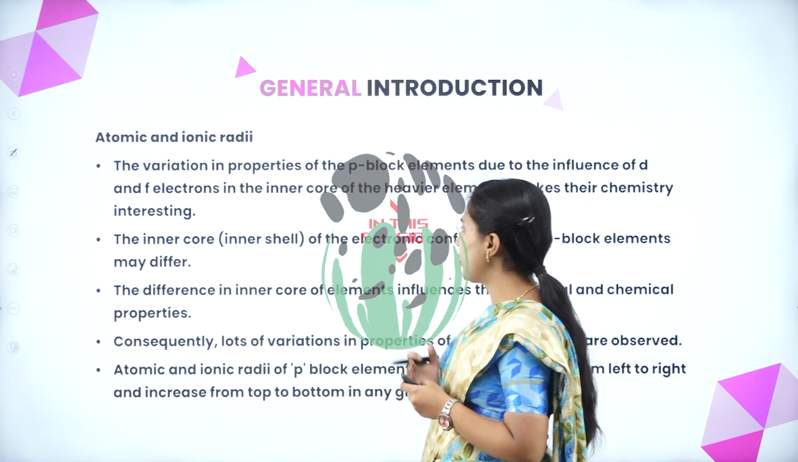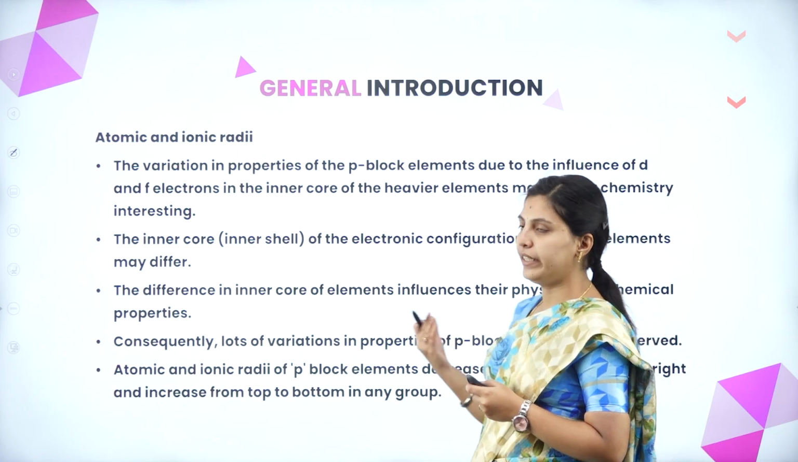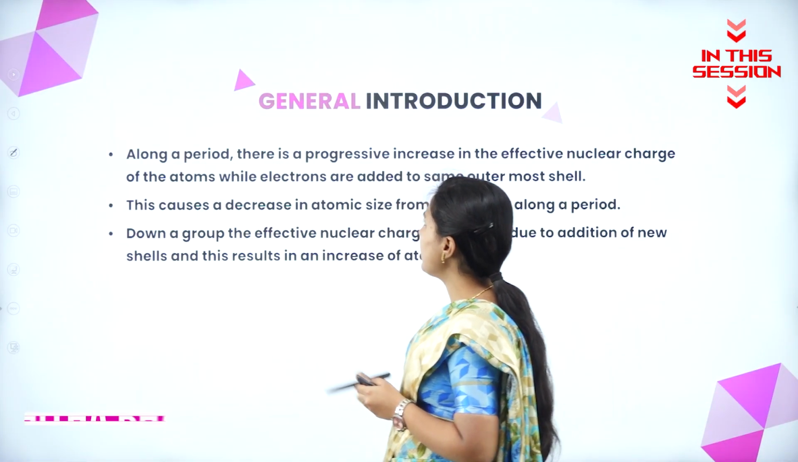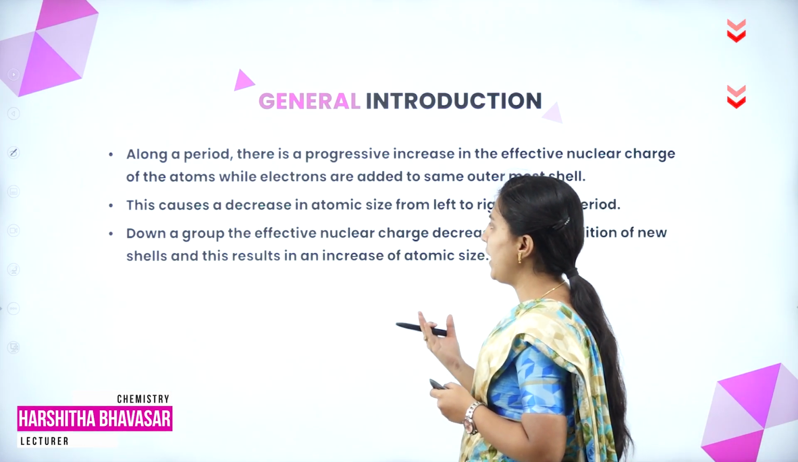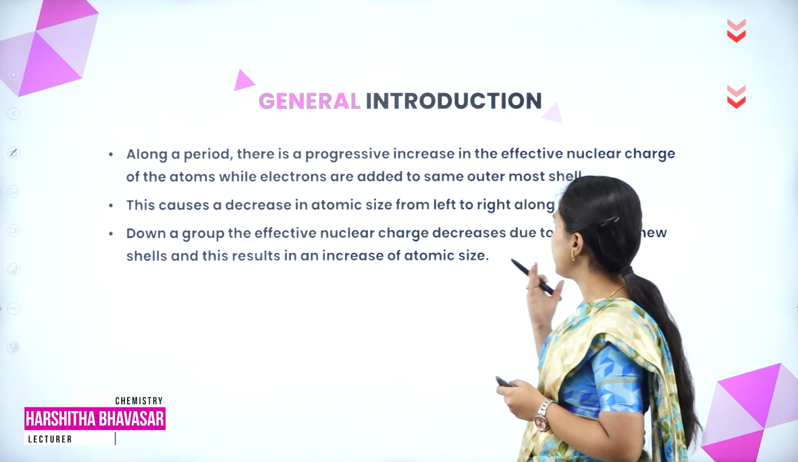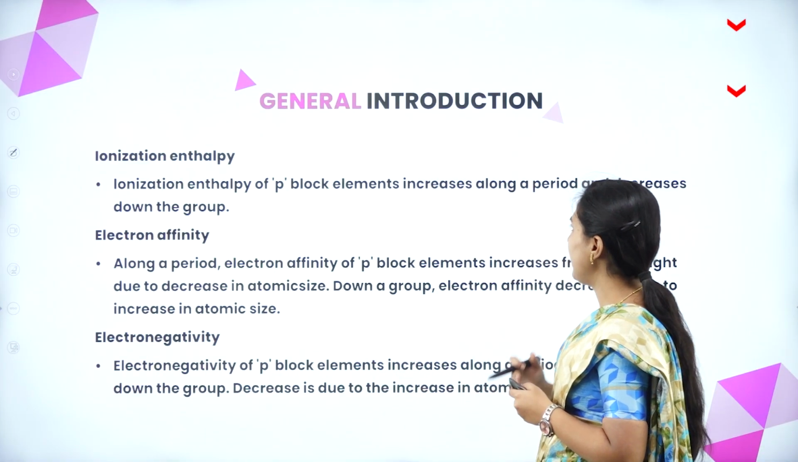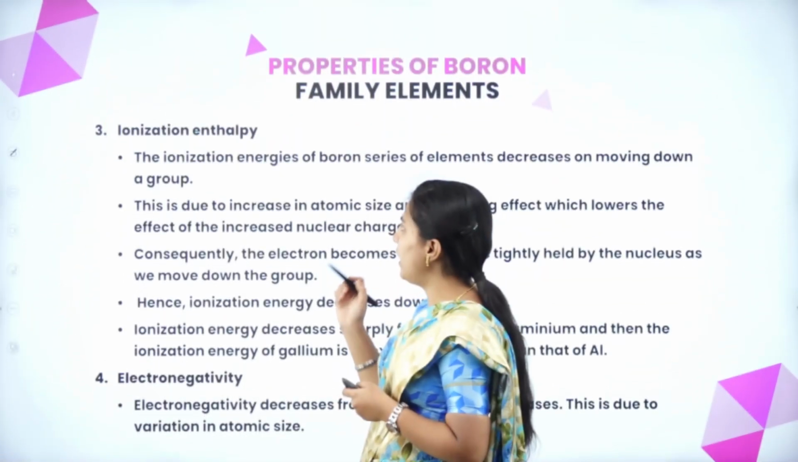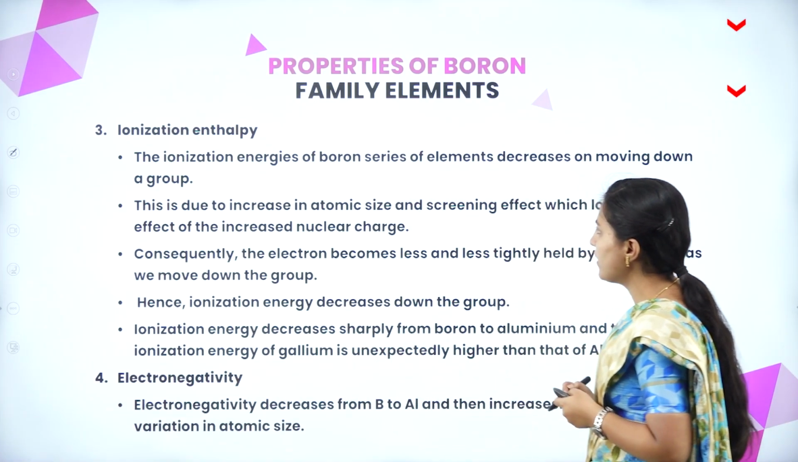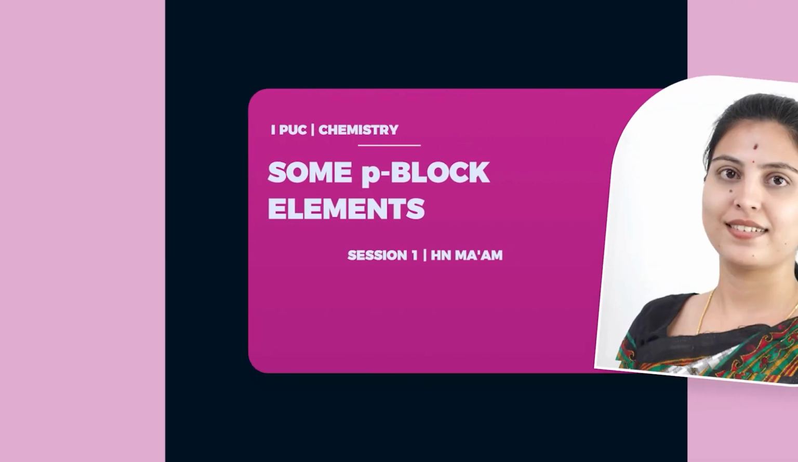Inner core or inner shell of the electronic configuration of p block elements may differ. Along a period, there is a progressive increase in the effective nuclear charge of the atoms while electrons are added to the same outermost shell. Ionization enthalpy of p block elements increases along a period and decreases down the group. The ionization energies of boron series of elements decrease on moving down the group.